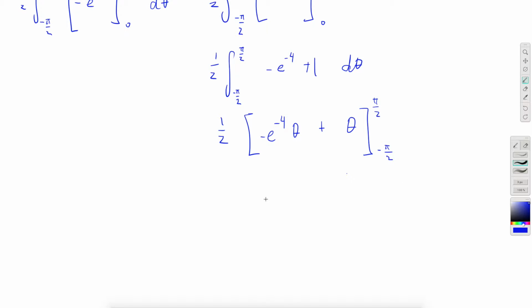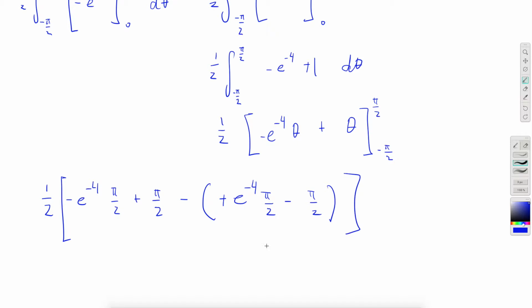Alright. Then you're going to get, oh, this is such a mess. Negative pi on 2 plus pi on 2 minus pi on minus 4 plus pi on 2 minus pi on 2. Then we expand the brackets. Negative pi on 2 e to the negative 4 plus pi on 2 minus pi on 2 e to the negative 4 plus pi on 2.